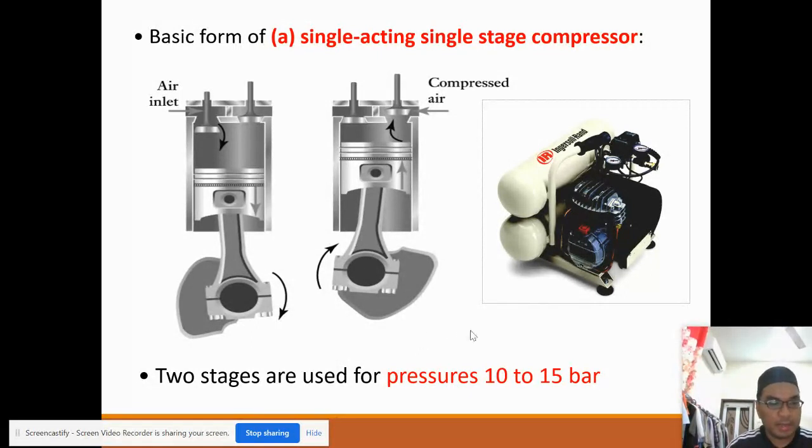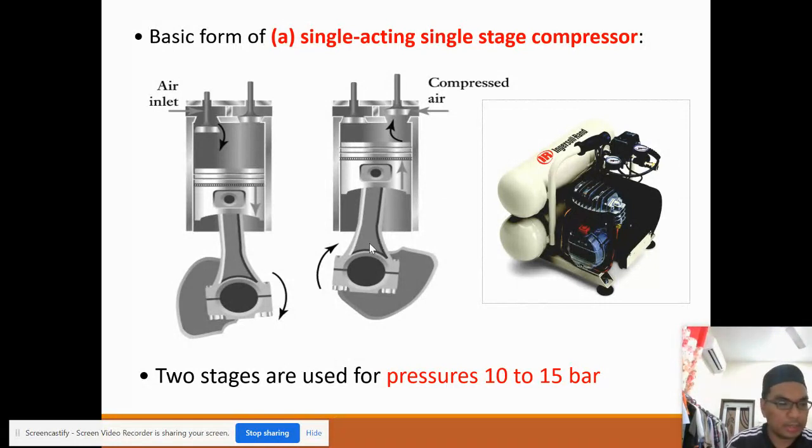When it comes to more stages of pressure, let's say up to maybe 10 bar, and maybe the system needs 15 bar, this is why a two stage compressor is used for the pressure between 10 to 5 bar. Maybe the first stage can only produce 10 and another stage produces another 5, so it's a total of 15 bar of pressure produced to move the actuator system.